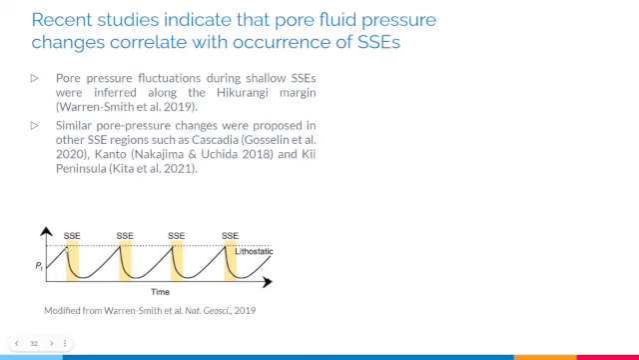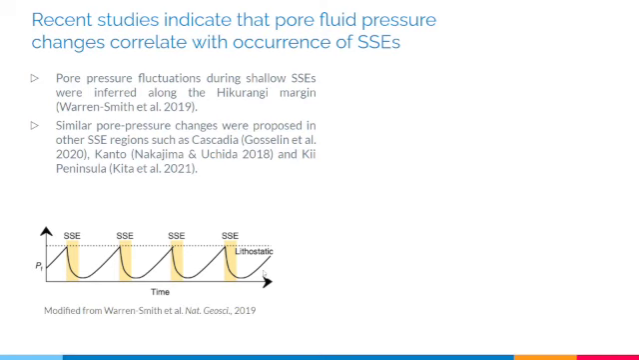If we see that SSEs are represented by the yellow stripes, observations indicate that pore fluid pressure peaks before the SSE and it drops after the event. And this occurs cyclically following the occurrence of slow slip events.